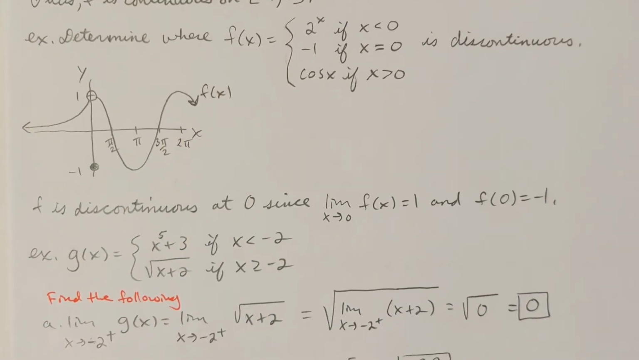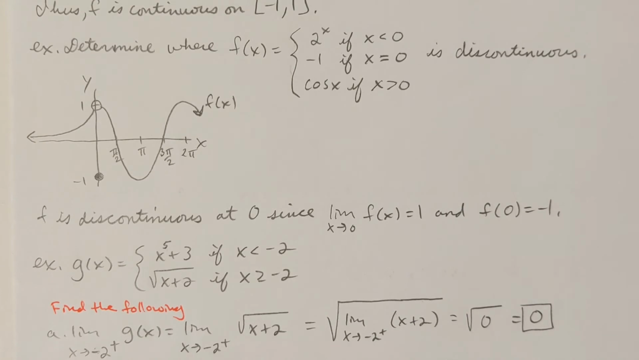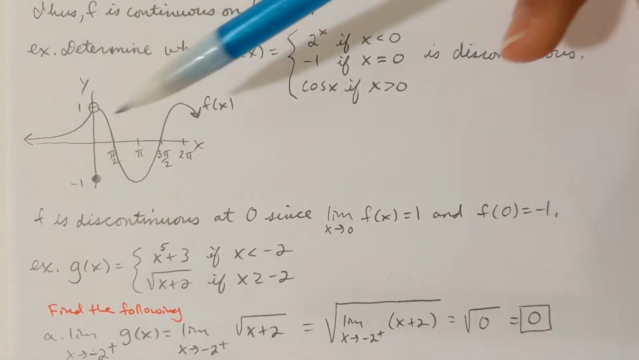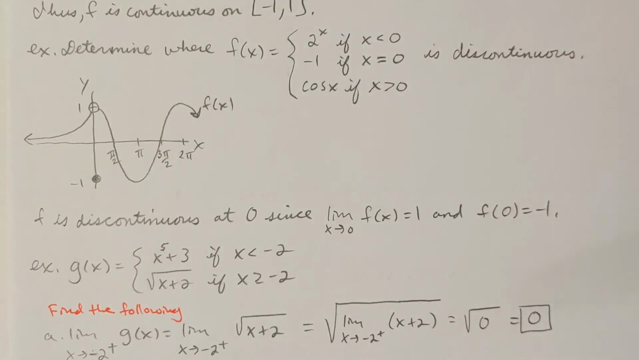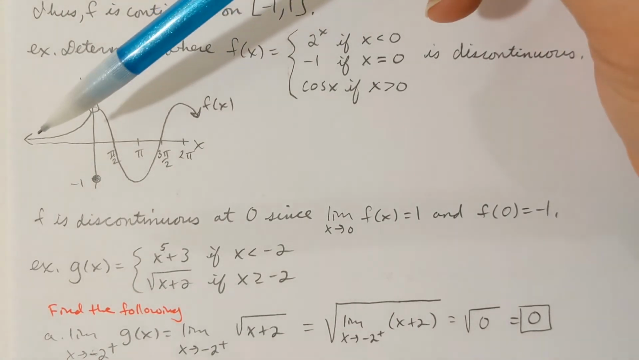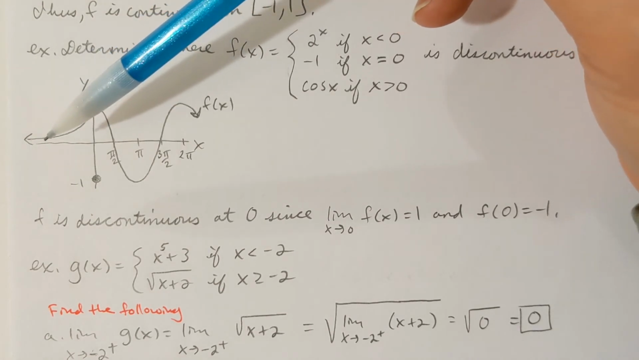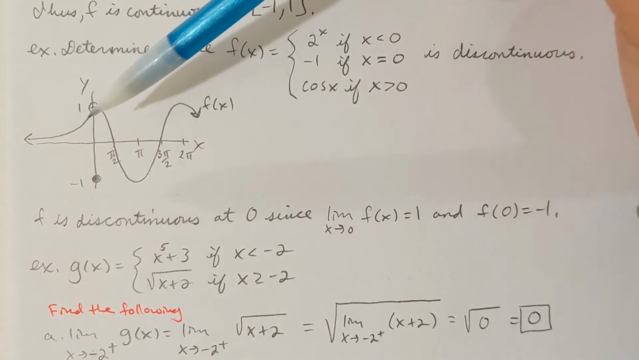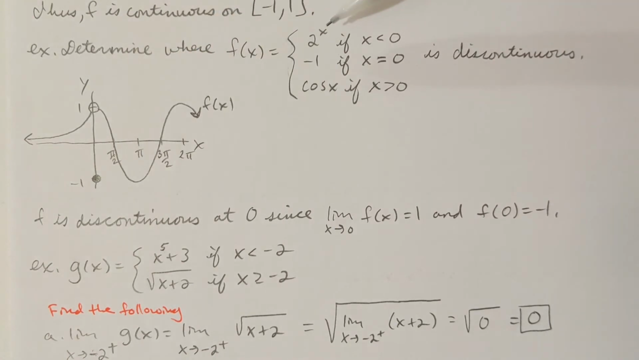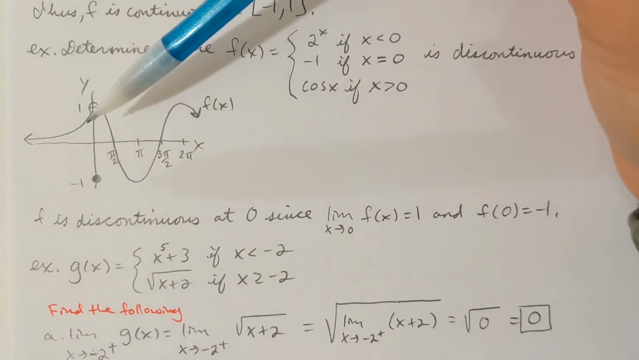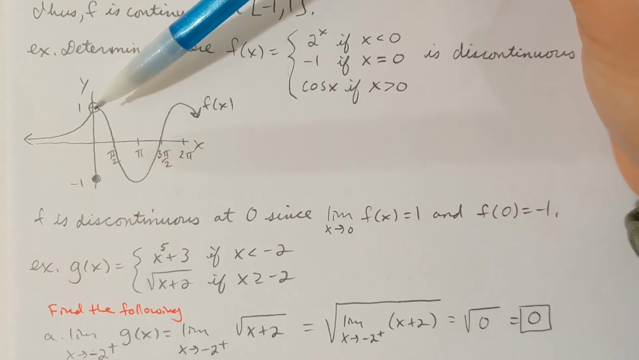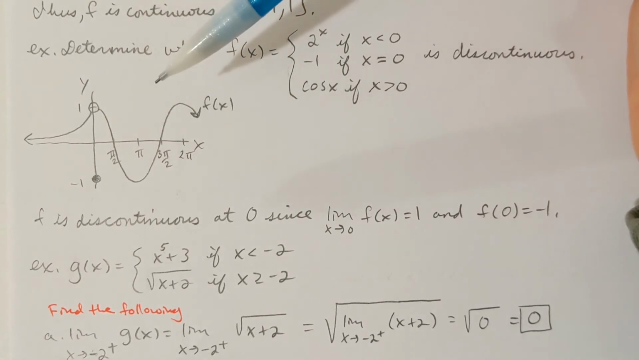Let's take a look at another example. Determine where the function f of x is discontinuous. I've got a piecewise function here, and I've sketched the graph. So y equals 2 to the x is an exponential. Of course, there's a horizontal asymptote there on the x-axis. The curve is rising. If x is 0, anything with 0 power is 1, right? So the curve would pass through the point 0, 1, and then shoot upward and outward in quadrant 1.